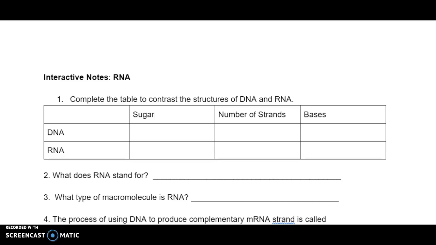Okay, today we're going to go over the RNA interactive notes. We've talked a lot about DNA, so we're going to start comparing DNA and RNA. So DNA is deoxyribonucleic acid, and the sugar in DNA is deoxyribose.